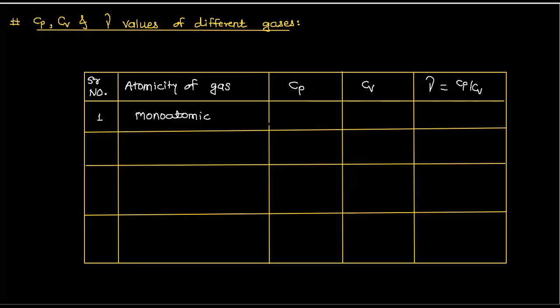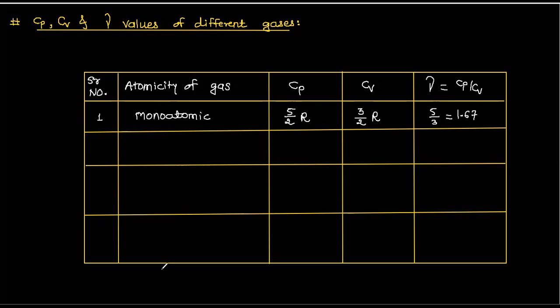First one is monoatomic. For monoatomic gas, Cp is equal to 5 by 2 R. Cv is equal to 3 by 2 R. Keep it in mind, we have always learned one relation: Cp is greater than Cv, always. So the greater value is for Cp and Cv is less. And gamma is equal to the ratio of these. If we do that, you get 5 by 3, that is equal to 1.67.